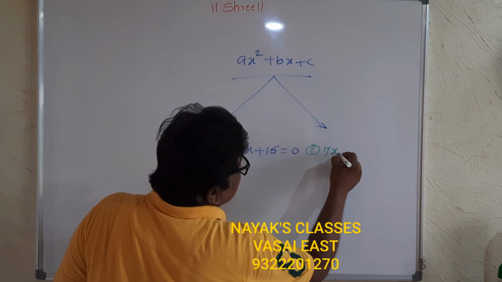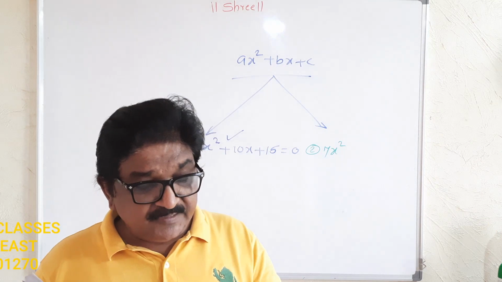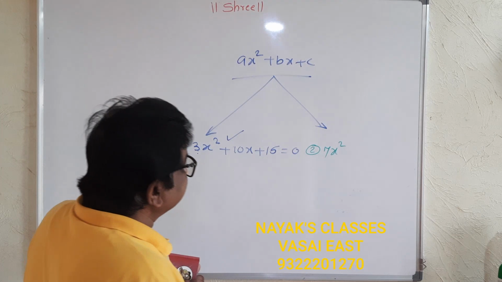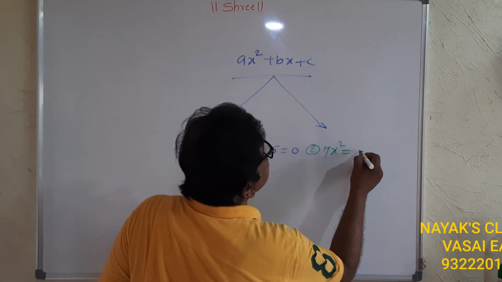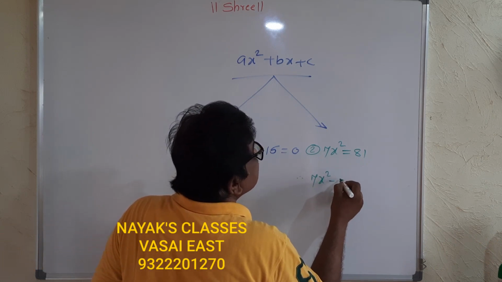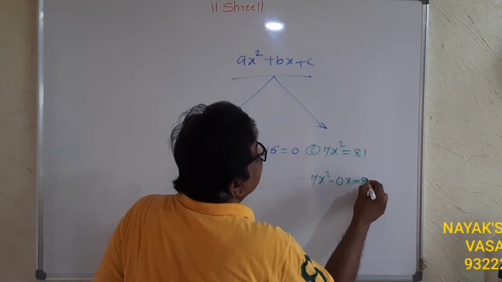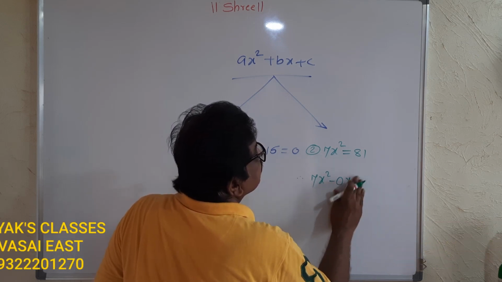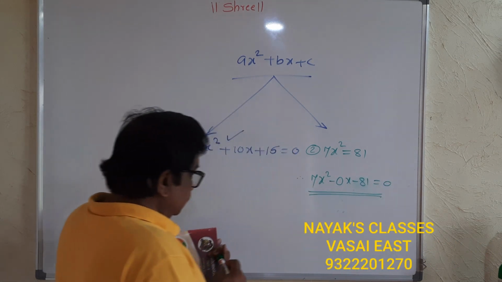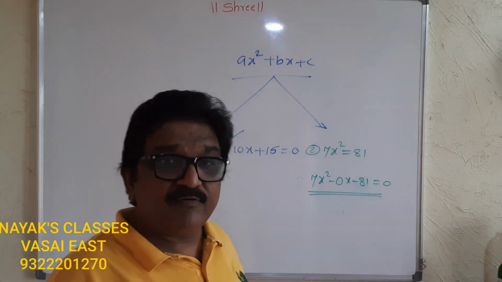Say 7x square. Any square you can take. They are written 2. So 7x square is equal to say 81. Therefore 7x square minus 0x minus 81 is equal to 0. We have made an equation 7x square is equal to 81.